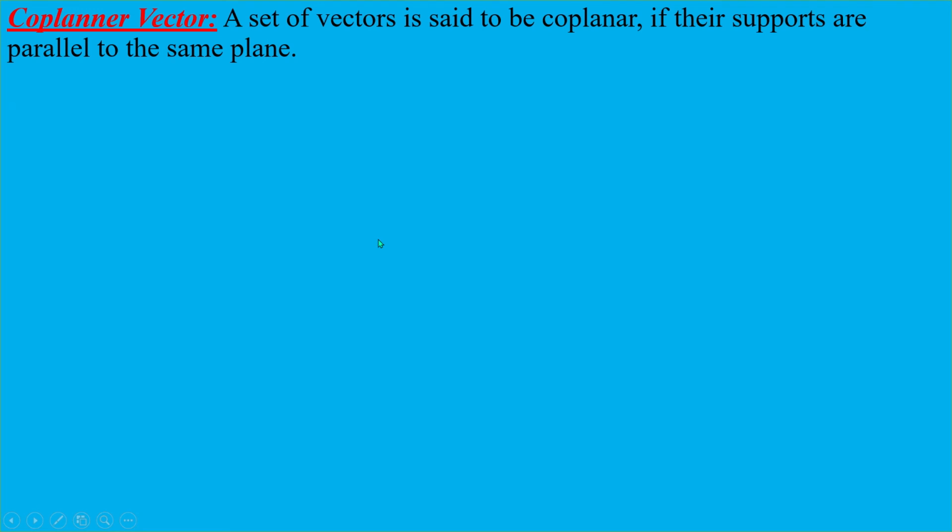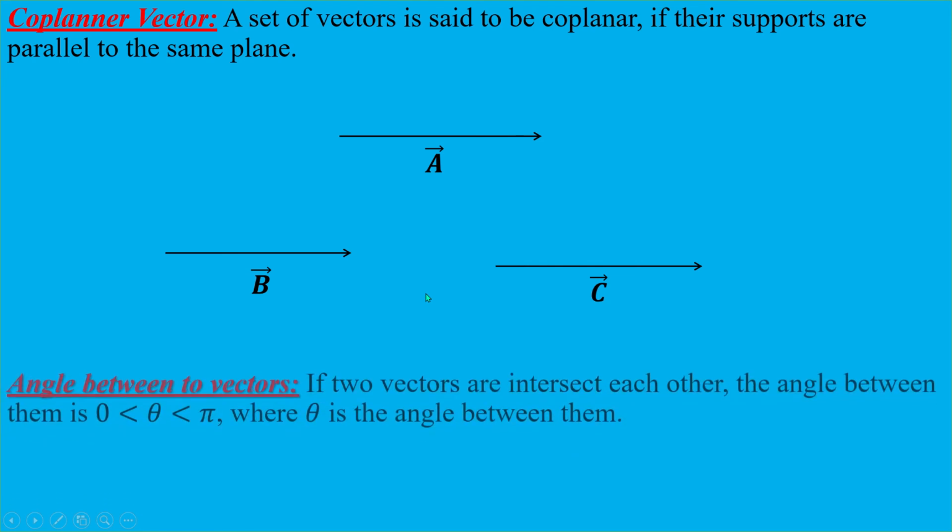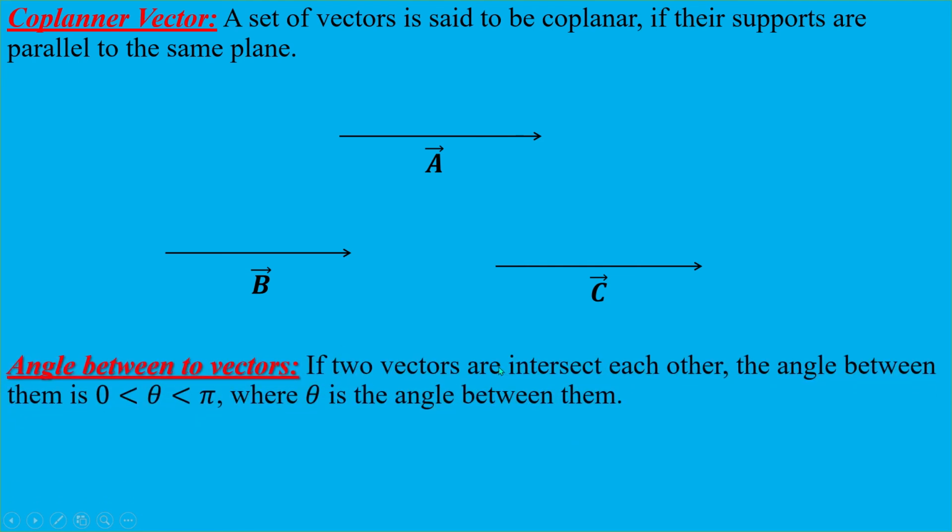Coplanar vectors: a set of vectors is said to be coplanar if their supports are parallel to the same plane. Vector A, vector B, vector C. This is the plane, surface or plane. This and this vector are coplanar, that means they lie on the same plane. Angle between two vectors: if two vectors intersect each other, the angle between them is 0 to pi, where theta is the angle between them.